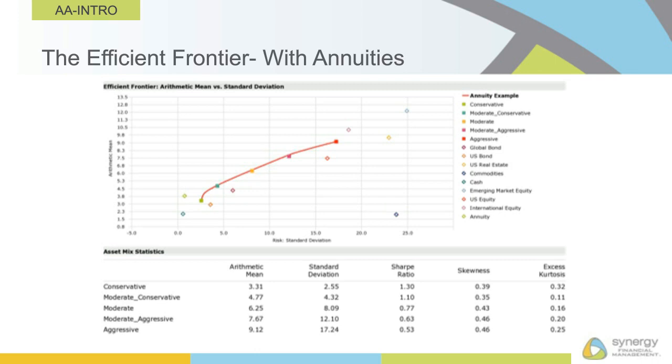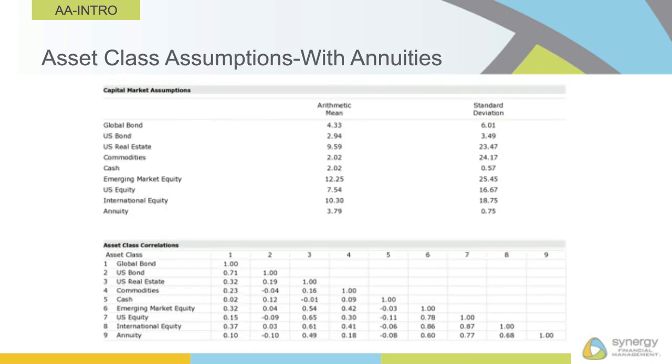So here are the capital market assumptions with the annuities. Oh, and let me go back one thing. The data I'm using here is from January of 2000 to April 2017. That's the data set that I used for these numbers I'm showing you. And on that efficient frontier, there were over 100 different portfolios. I only pulled out five of them for illustrative purposes. So for the asset class assumptions, you can see that for the annuity, we're only assuming a 3.79% return, but of course the standard deviation is 0.75.